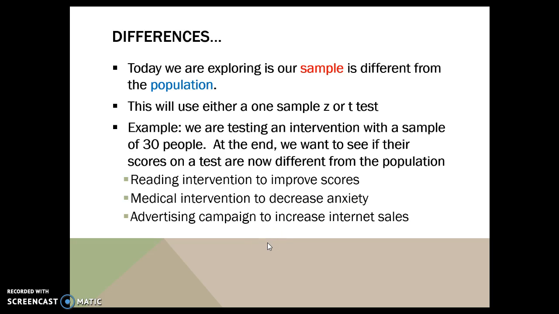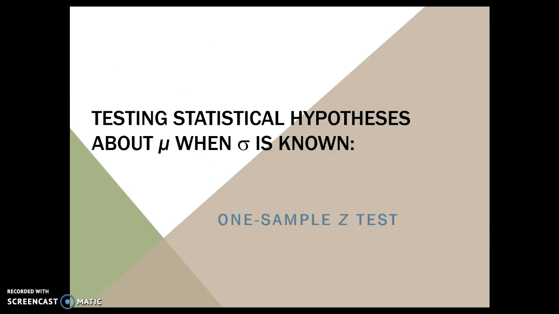Same with advertising. So if I do a huge advertising campaign to try to increase internet sales, let's say I really hit Colorado, and so I'm really trying to increase internet sales in Colorado, and then I'm comparing how is Colorado doing to the population of the United States. So if we know mu and we know sigma, that's going to be our choice, then we are going to use a one sample Z test.